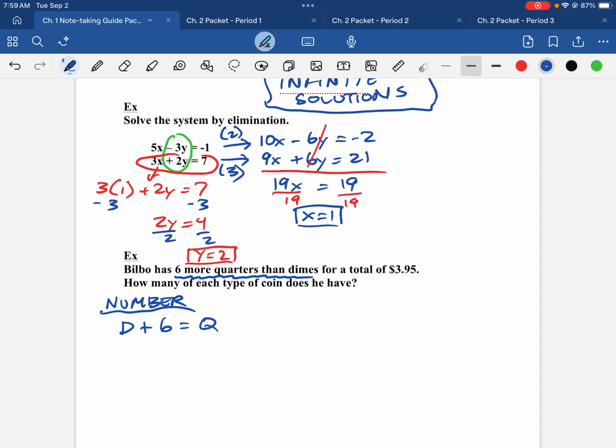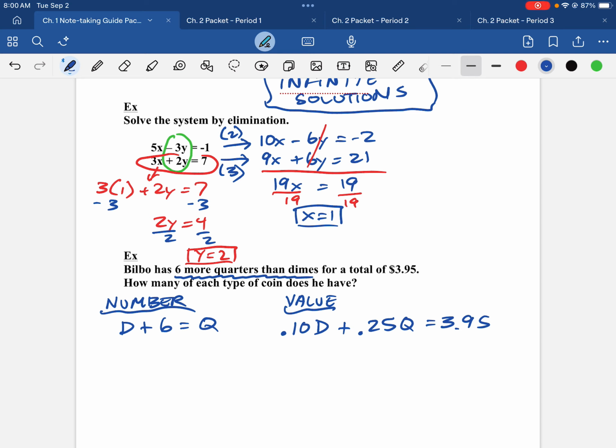Okay, and now let's write an equation that has to do with the value of the coins. So you have to know what a dime and a quarter are worth. Dimes are worth 10 cents, so we get 10 cents for every dime, and we've got 25 cents for every quarter. If we add up the money from our dimes and quarters, we've got a total of $3.95.